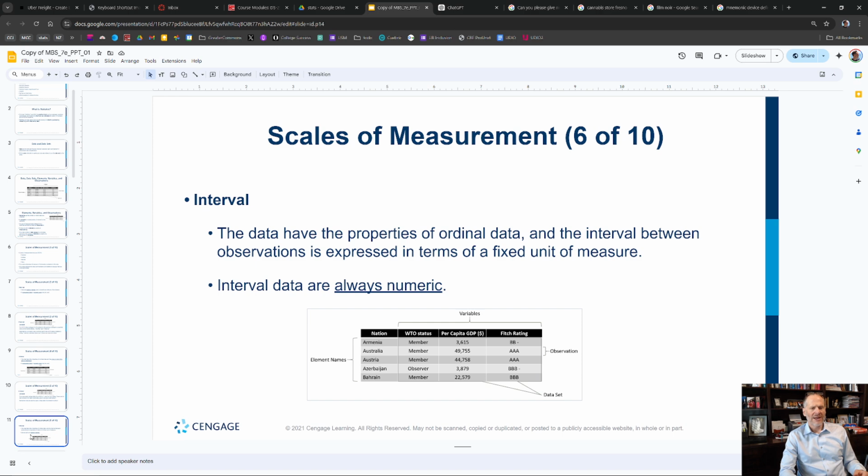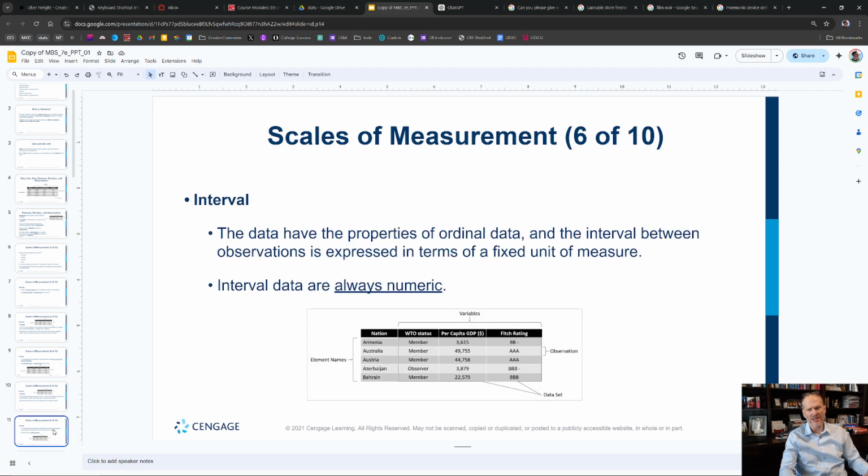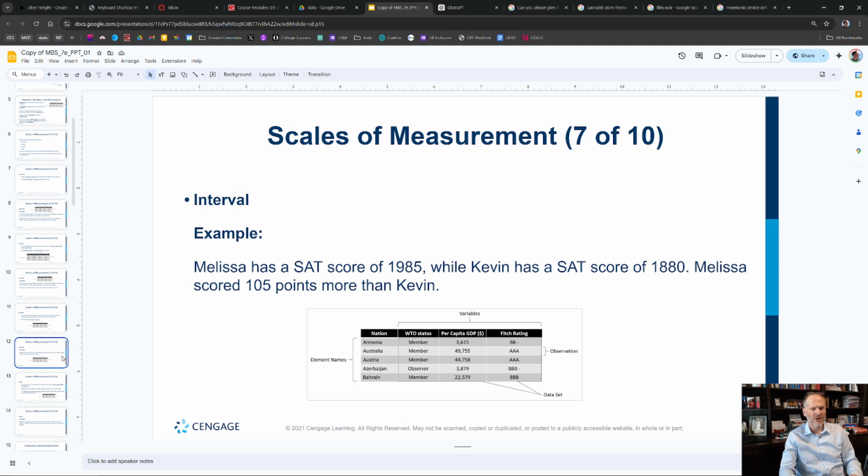So here now we have interval. And I think about nominal and ordinal as their own category, and interval and ratio as another category, because nominal and ordinal is kind of dealing with words, and interval and ratio starts to deal with numbers. So interval data, the data have the properties of ordinal data, and the interval between the observations is expressed in terms of a fixed unit of measure. Interval data are always numeric. And so here's an example about SAT scores.